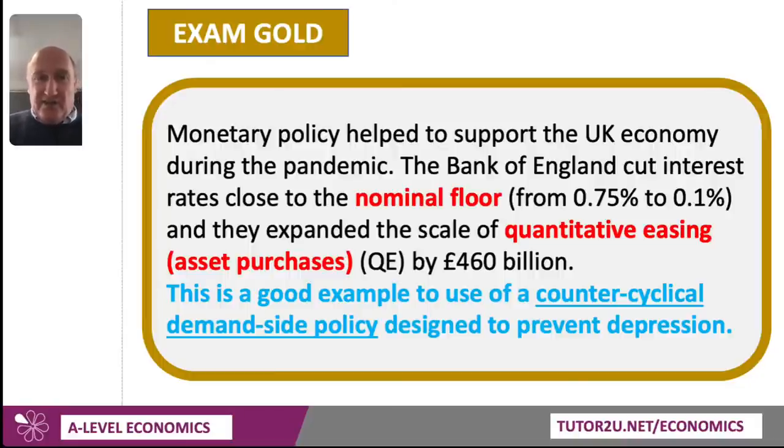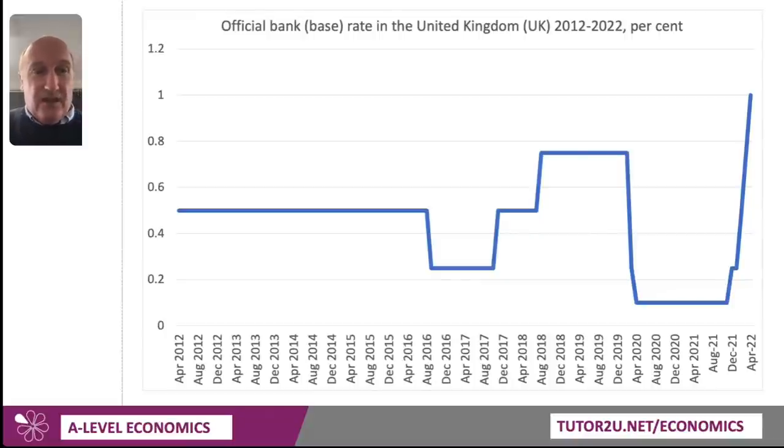So when the economy goes into a downspin, monetary policy expands to try and stabilize the economy and prevent a deflationary depression. Okay, here's the data for the UK showing interest rates, just so you're aware of it. Somebody was saying in the live stream they wanted a few more stats on the economy. So base rates are currently 1%, and they have been as low as 0.1%.